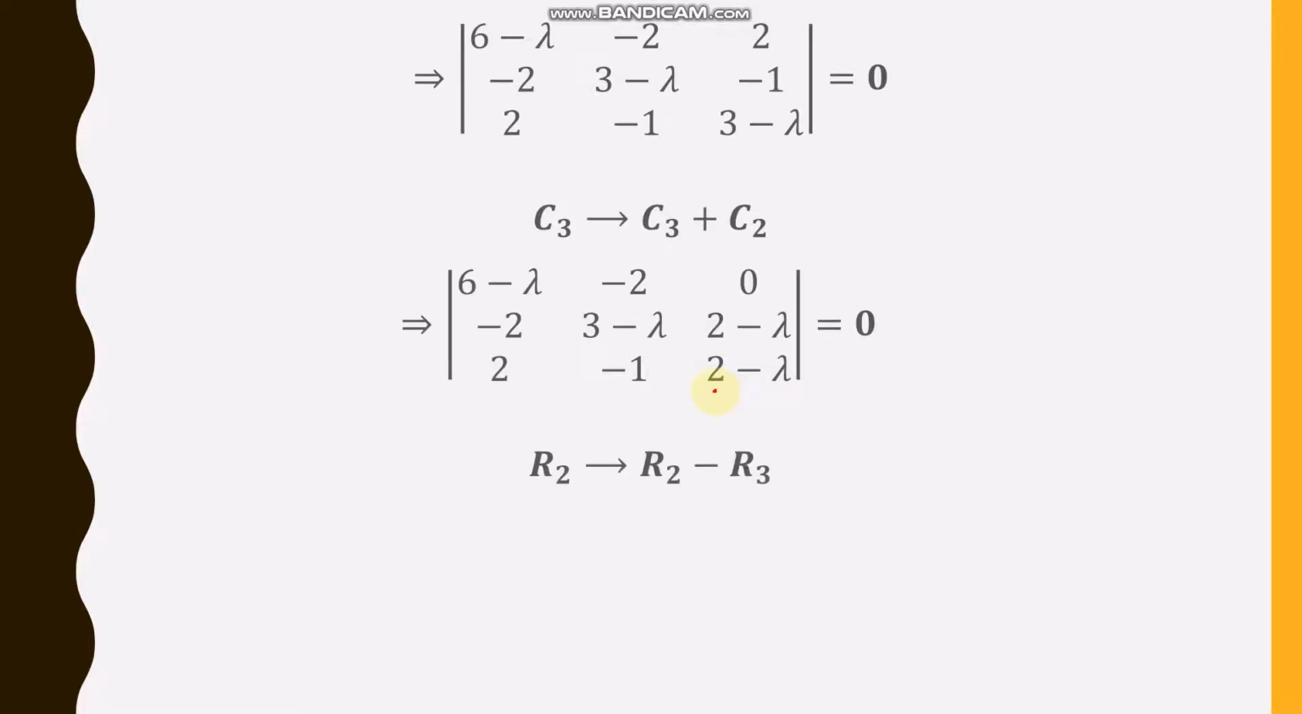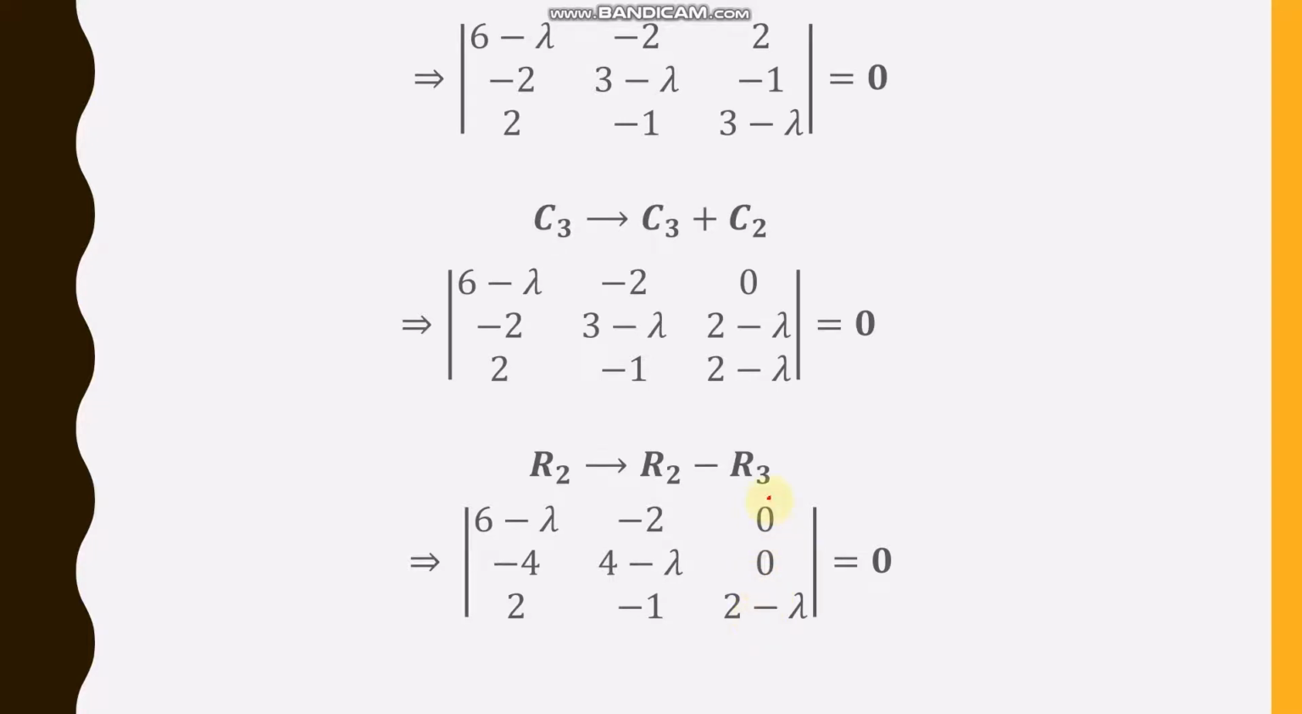Now I can apply the transformation R2 goes to R2 minus R3. It will make 0 here and make it easier to expand the determinant. So 6 minus lambda, minus 2, 0. Here it will be minus 2 minus 2, minus 4. 3 minus lambda minus of minus 1 will be 4 minus lambda, and here it will be 2 minus lambda minus 2 plus lambda, 0. So now I can open up the determinant.